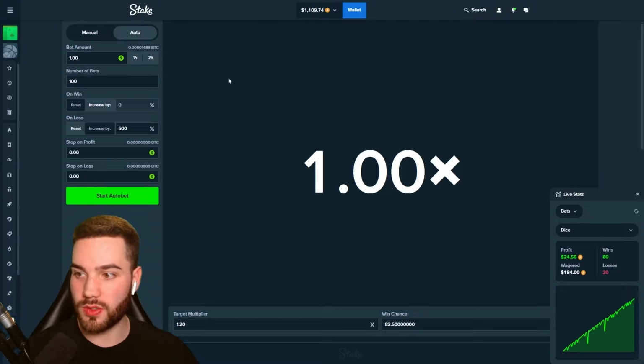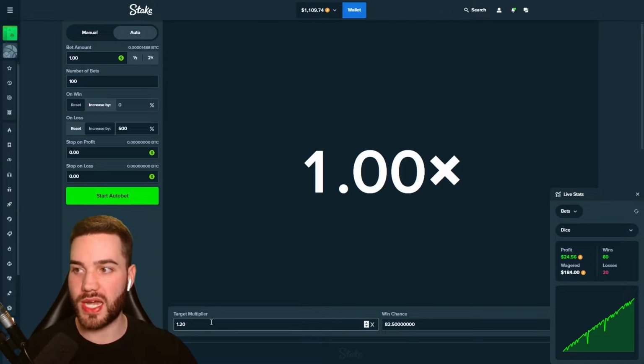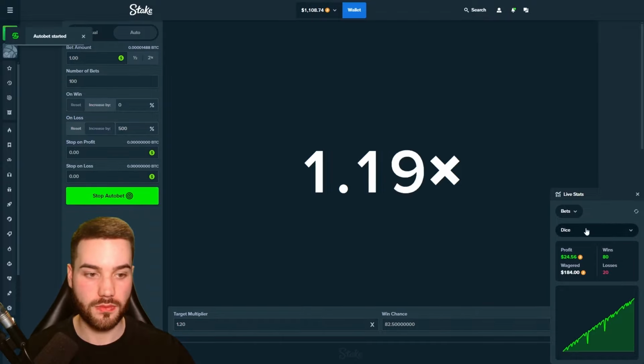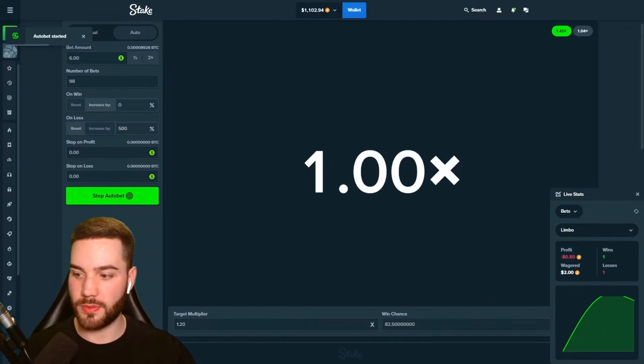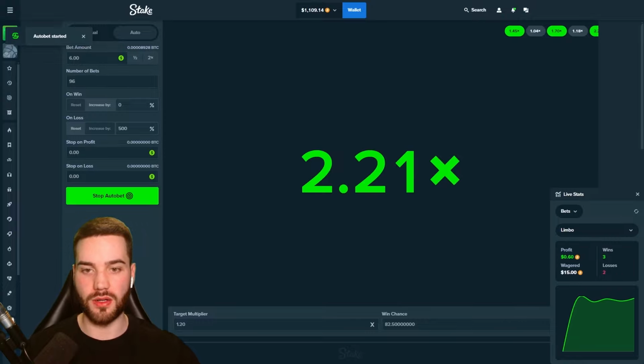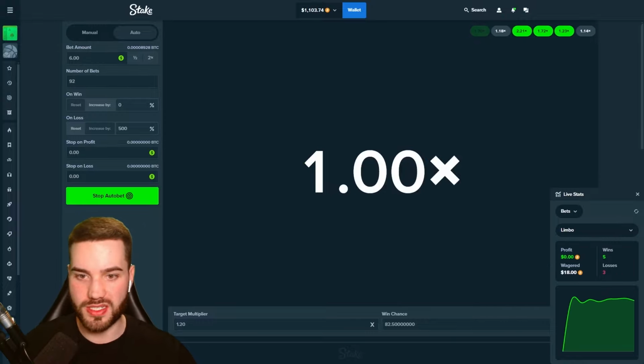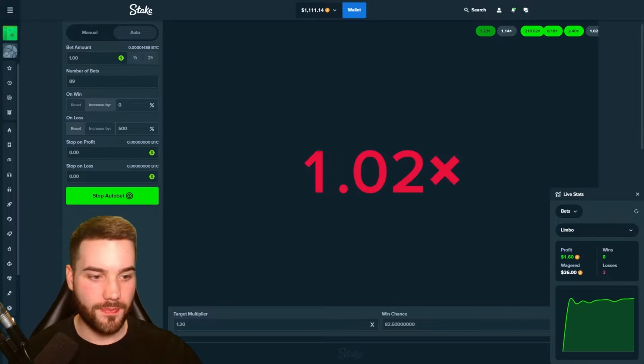$100 bets at $1. Let's see how it works. 1.2x multi, 500% increase on the loss. Let's go switch over to Limbo. I'm gonna put instant bet on so we can have it go faster here. Don't want to be sitting here and my beard turns gray.